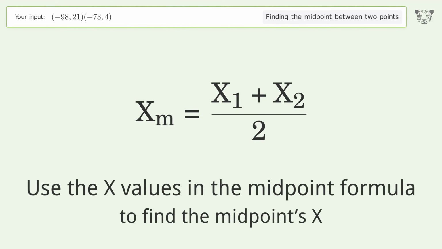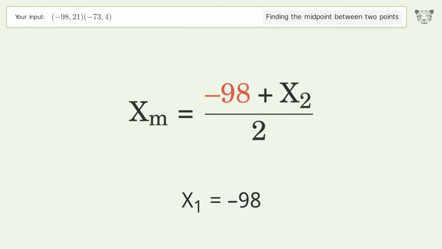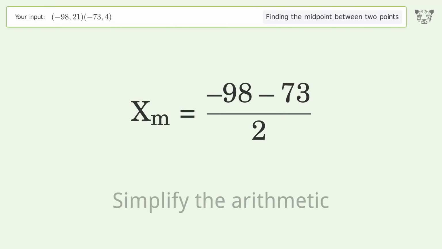Use the x values in the midpoint formula to find the midpoint's x. x1 equals negative 98. x2 equals negative 73. Simplify the arithmetic.